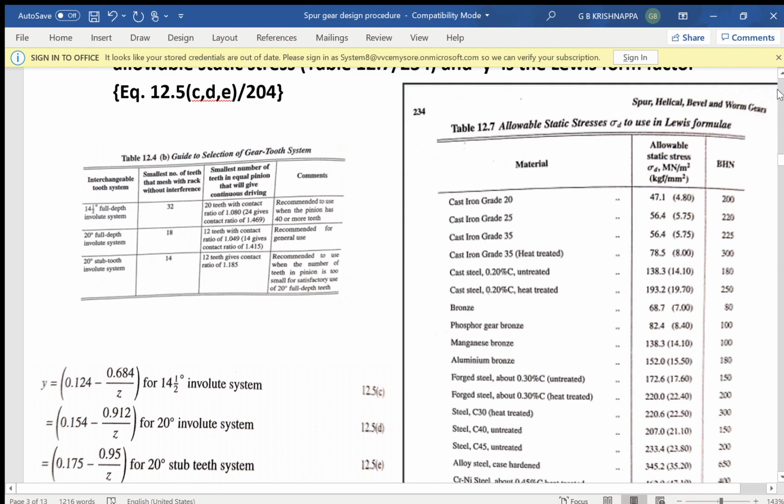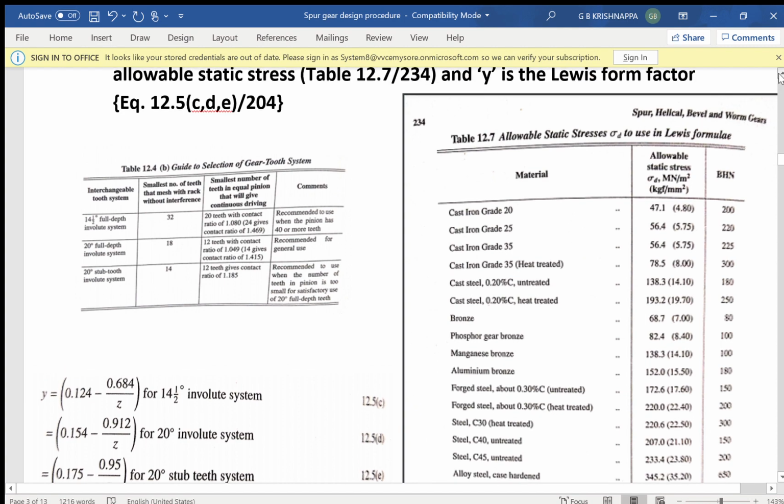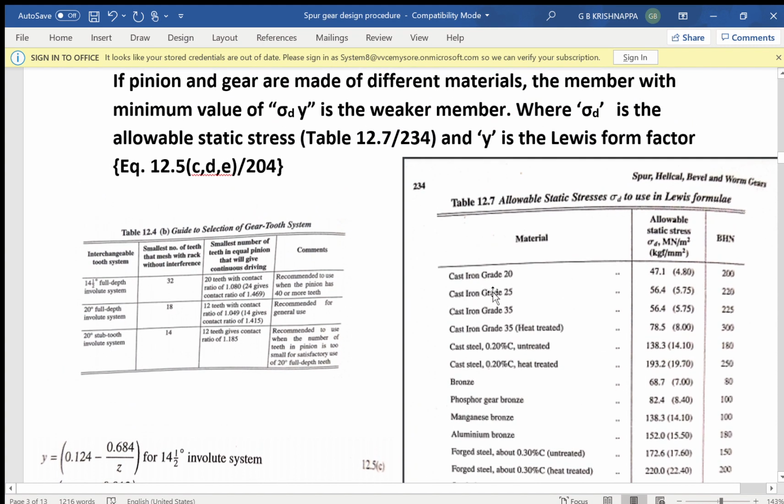And I discussed that if the material is not given, we can select materials from this table 12.7, page 234: cast iron, steels, bronze, phosphor gear bronze, aluminum, etc., based on the requirement.